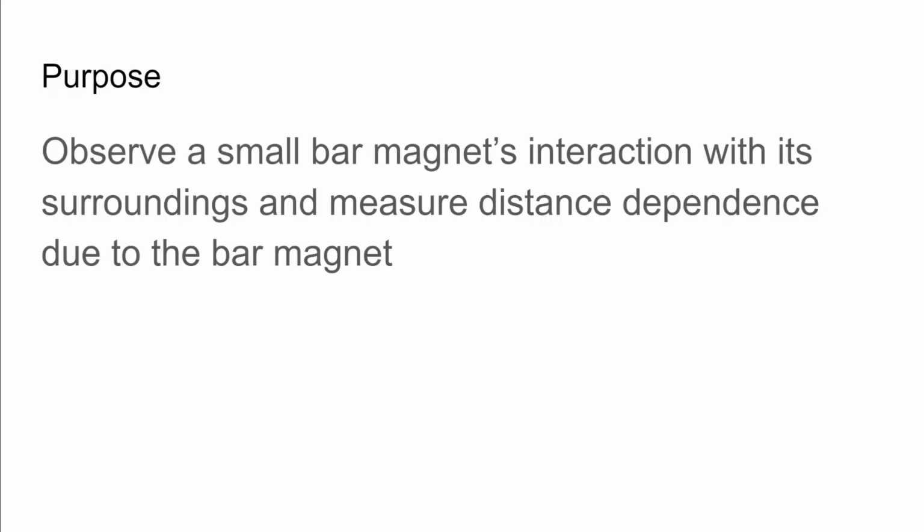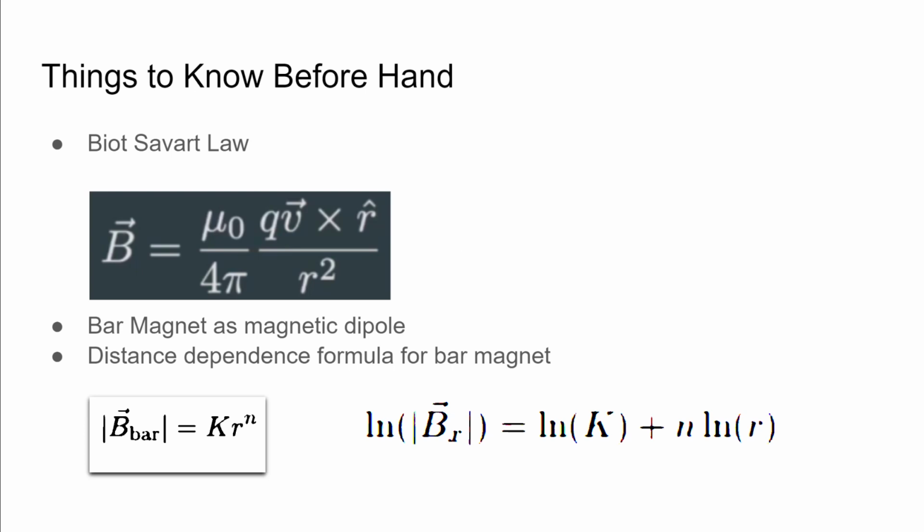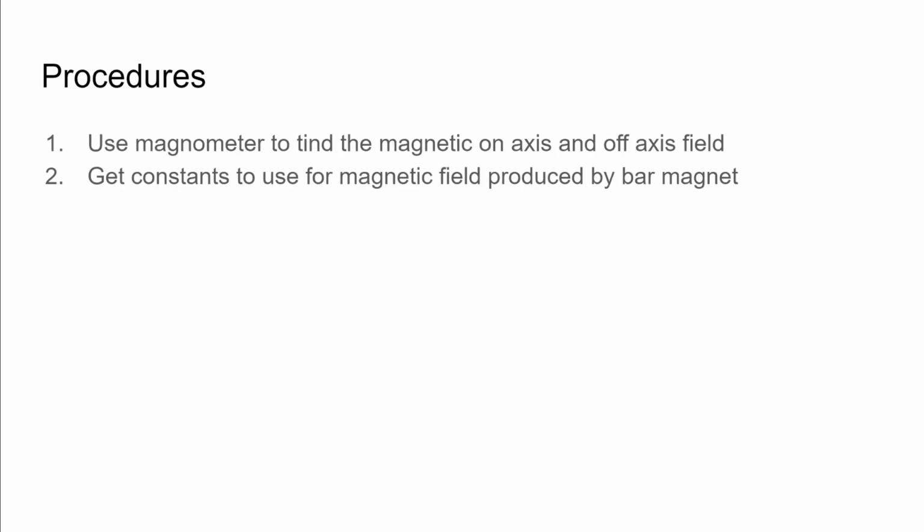The purpose of today's lab is to observe a small bar magnet's interactions with its surroundings and measure the distance dependence due to the bar magnet. Some things to know about the bar magnet are Biot-Savart's law and the distance dependence formula for a bar magnet. Our assumption is that we're going to act as if the bar magnet is acting as a magnetic dipole.